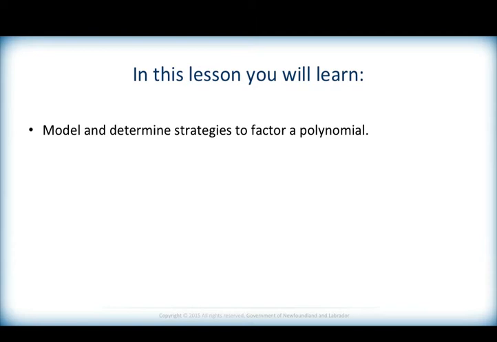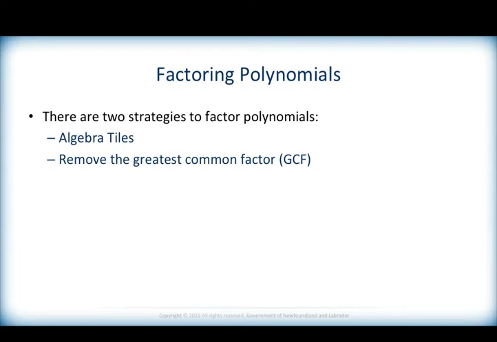Keep in mind that a polynomial can be of three types. It can be a monomial, a binomial, or a trinomial. So for factoring polynomials, there are two strategies, very similar to multiplying. First, we can use an algebra tile method, or we can remove the greatest common factor, the GCF. Keeping in mind from Unit 3, we've discussed the greatest common factor, and a factor is a number that can be used to divide evenly into a number.